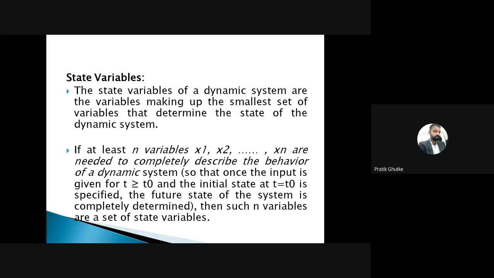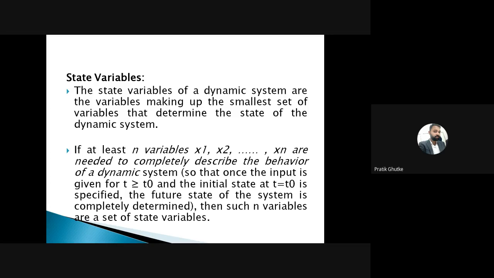state variable? So if at least n variables, say for example x1, x2 and x3 up to xn, are needed to completely describe the behavior of the dynamic system, so that once the input is given for t greater than or equal to t0 and the initial state at t equals t0 is specified, the future state of the system is completely determined, then such variables are the set of state variables.